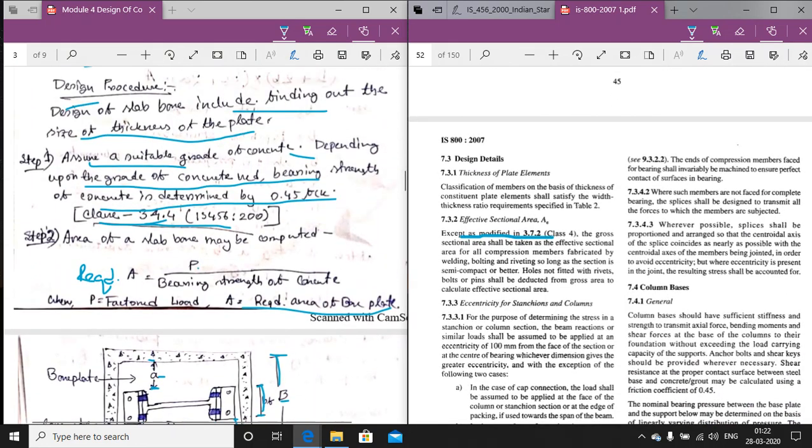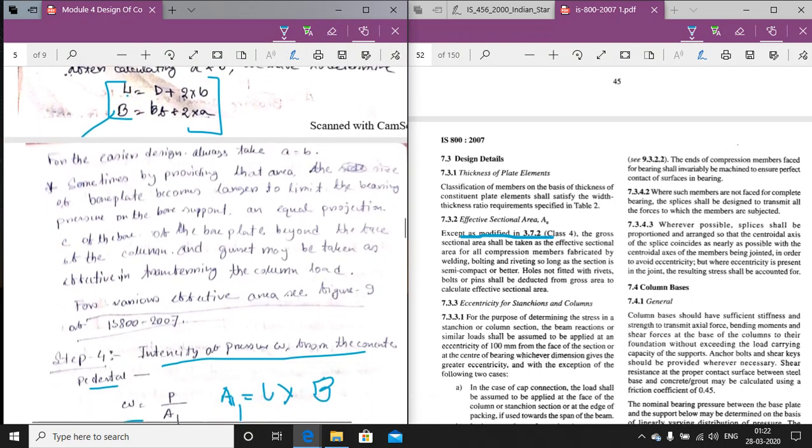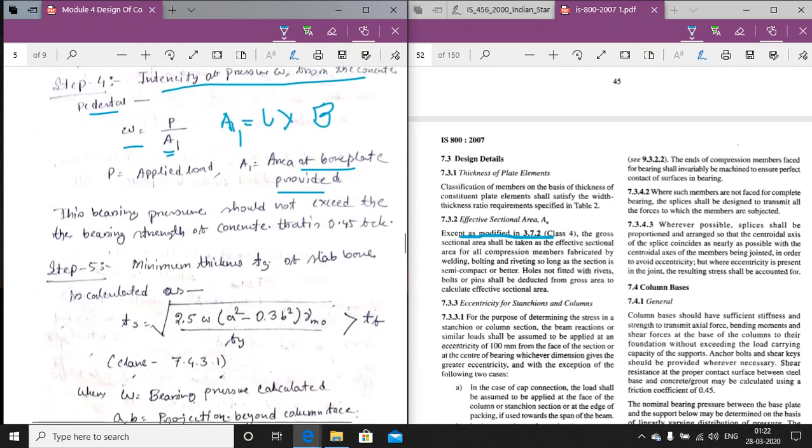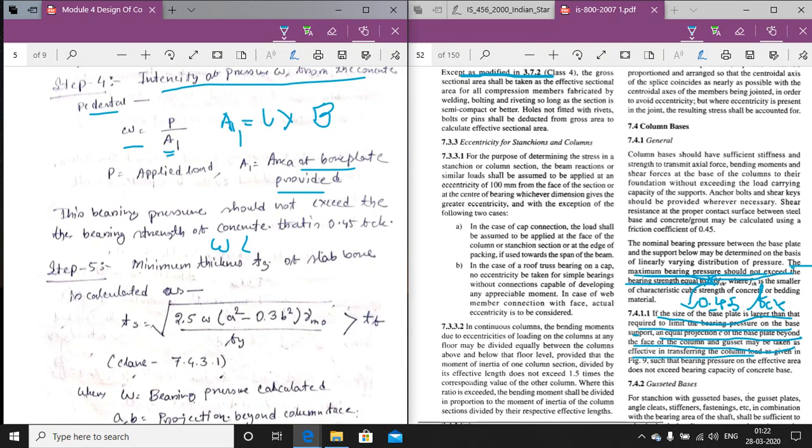That is the bearing strength, 0.45 FCK. This is our bearing strength. So the value of W should not exceed it. It is said that the bearing pressure should not exceed the bearing strength of the concrete. That means W should always be less than 0.45 FCK. This value we have to check here. This is the first check we have to provide.